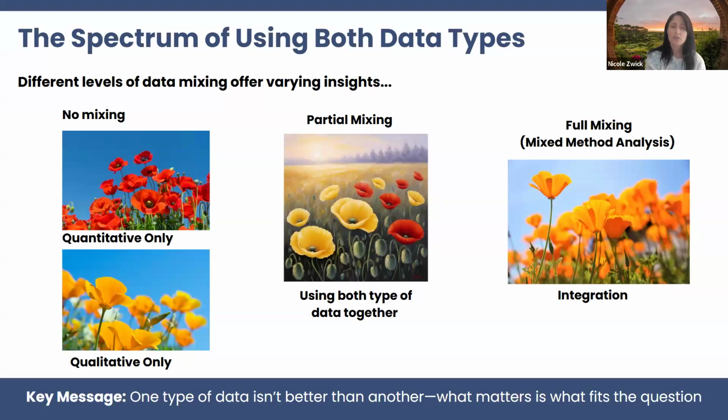So here we're looking at an overall spectrum of how we can integrate qualitative and quantitative data, using different perspectives on flowers. The red flowers are quantitative, the yellow are qualitative, and the orange are mixed method. On the left, you see the two are totally separate. We're using them for different questions, and there's no overlap. Then on the right, you're seeing full mixed method research. This study is designed to integrate them from the beginning of the analysis to the end.